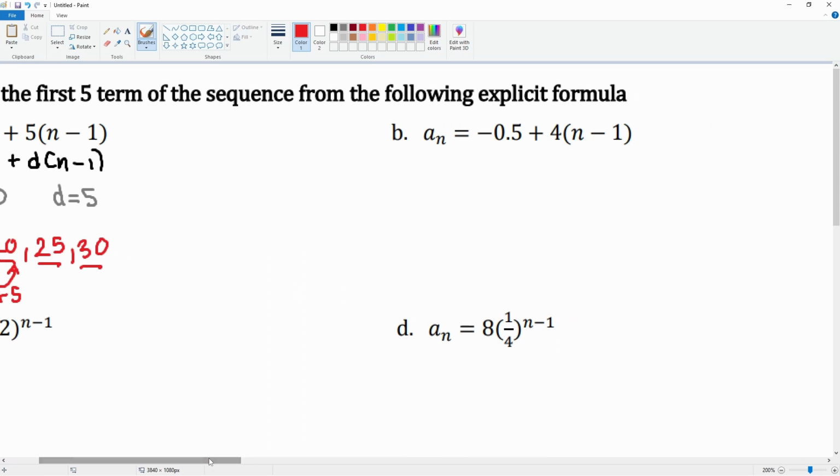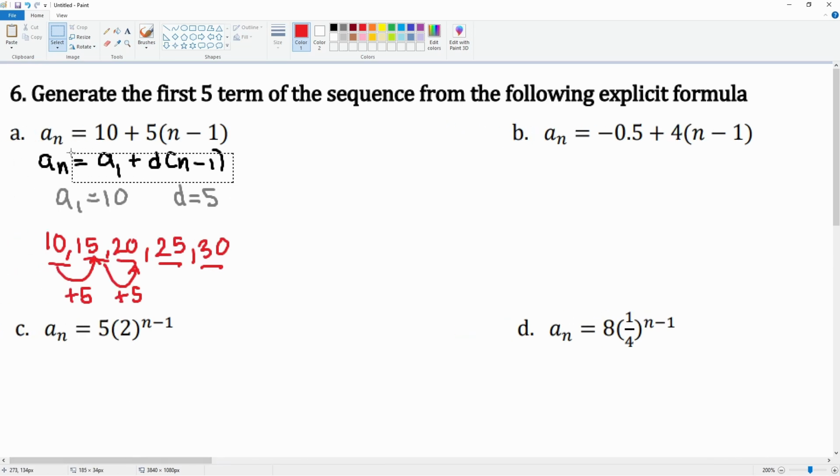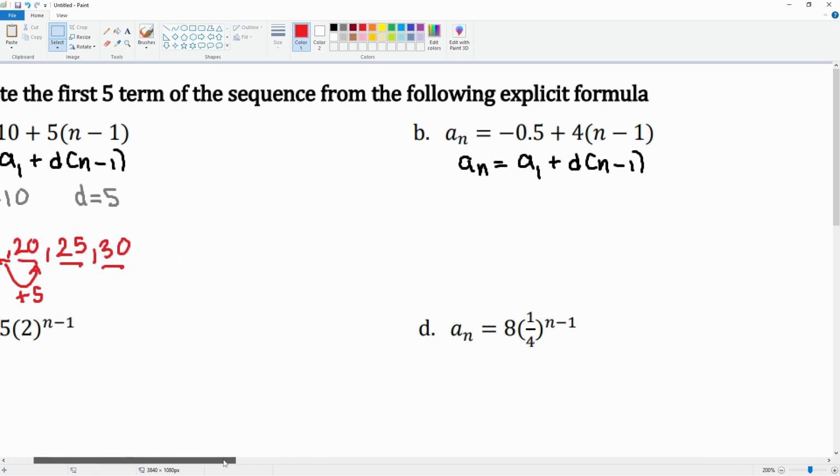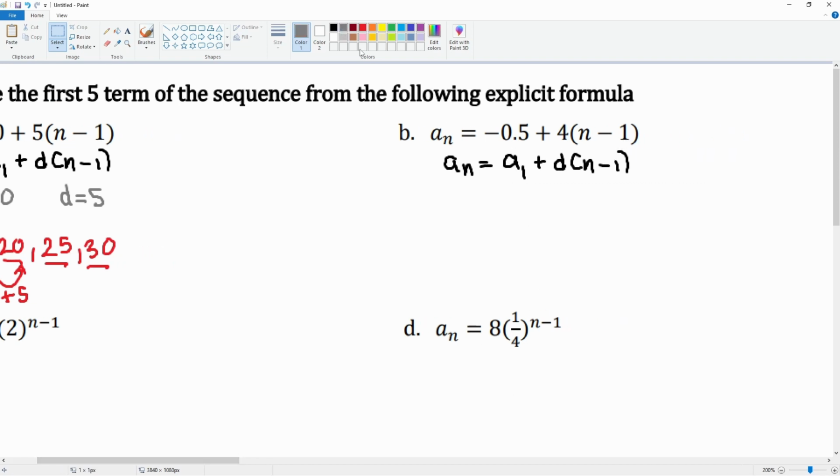B. Same process for B. You should probably grab the formula right here. We'll put it right under it. So now we can define what they are. So the a1 term is negative 0.5, and the common difference is 4. So here we put our first term, negative 0.5. To get to our next term, we add that common difference of 4.